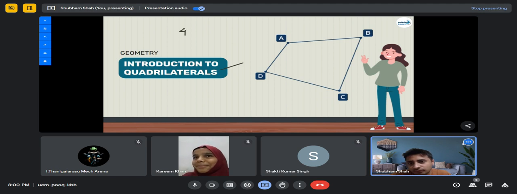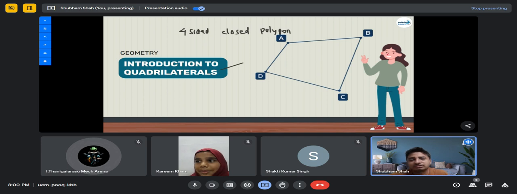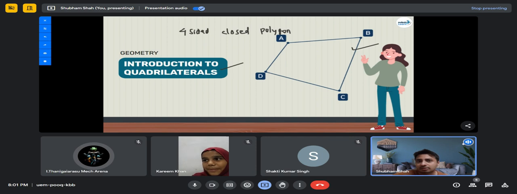Okay, a four-sided closed polygon is known as a quadrilateral. See the figure ABCD. How many sides are there? It has four sides and it is a closed figure. So it is a quadrilateral.